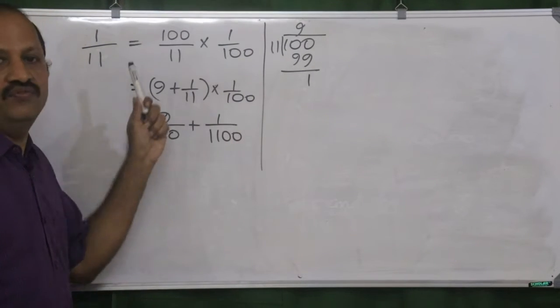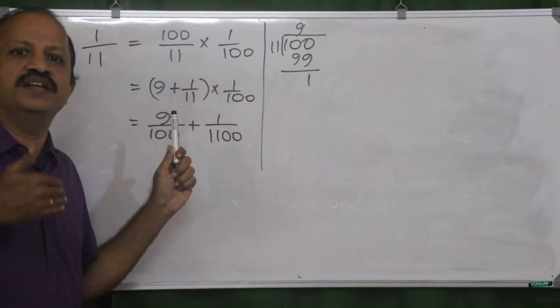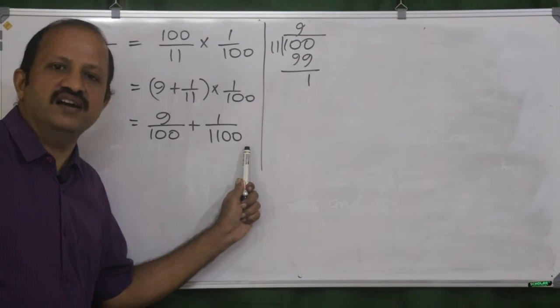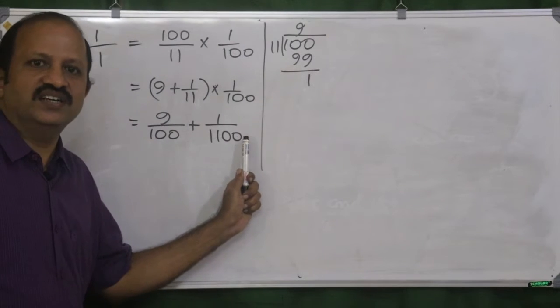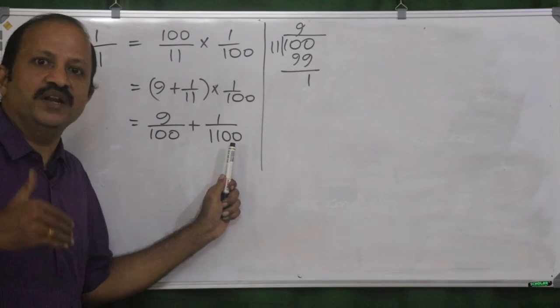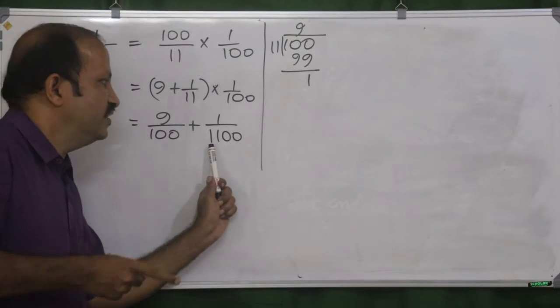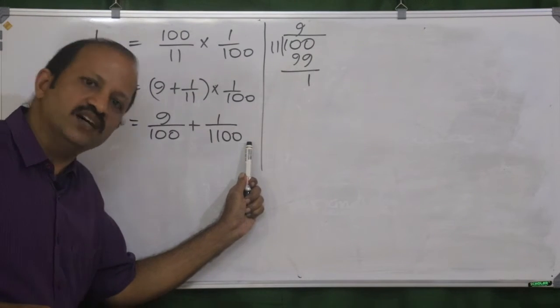After 100, in the normal case, we check how many thousands there are. But 1100 is more than 1000, so there is no meaning in checking how many 1 by thousands there are. We have to check the next one. It is more than 1000, so we have to check 10,000.